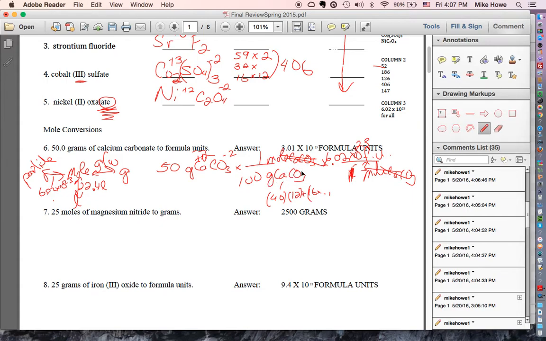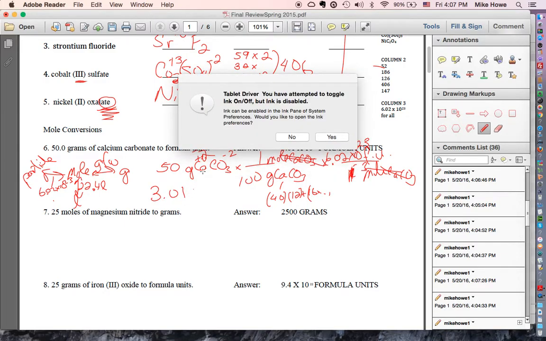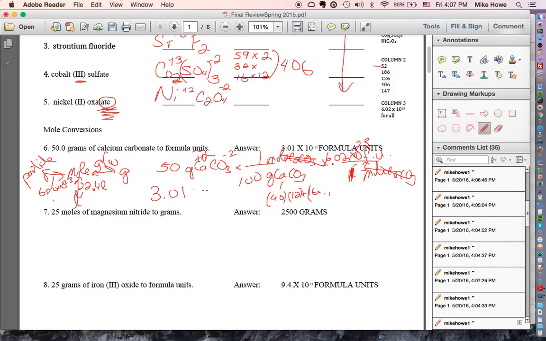100. In case you're wondering about the calculator, you type in 6.02, then EE, then 23. Never do you hit times 10. So your final answer on your calculator will say 3.01 E23, which means 3.01 times 10 to the 23rd.